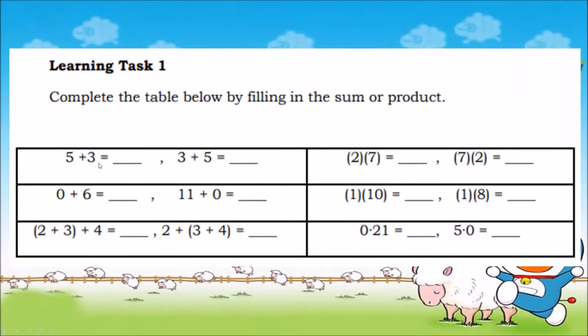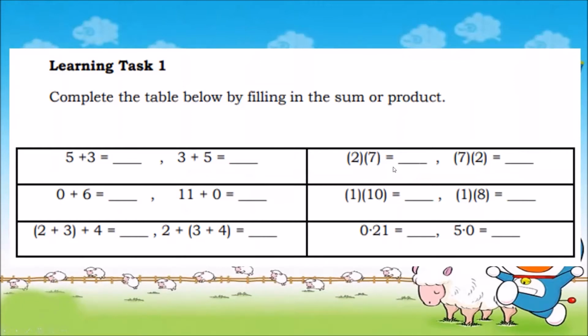So, 5 plus 3 is equal to blank, 3 plus 5 is equal to blank, 0 plus 6 is equal to blank, 11 plus 0 is equal to blank. The quantity 2 plus 3 plus 4 is equal to blank. 2 plus the quantity 3 plus 4 is equal to blank.